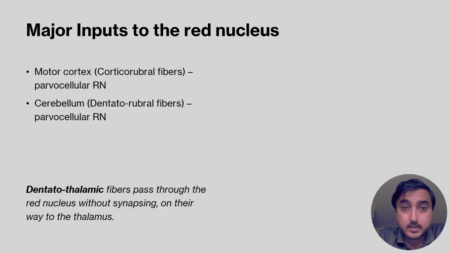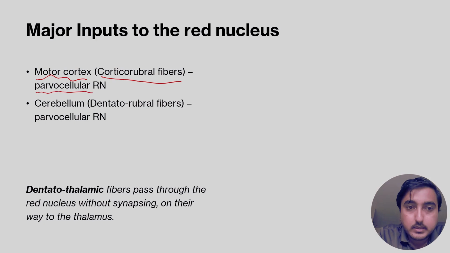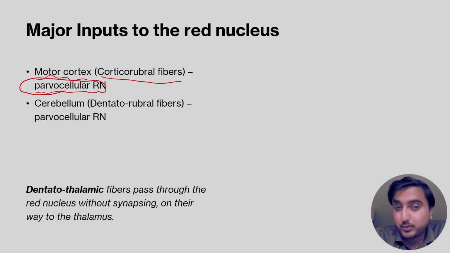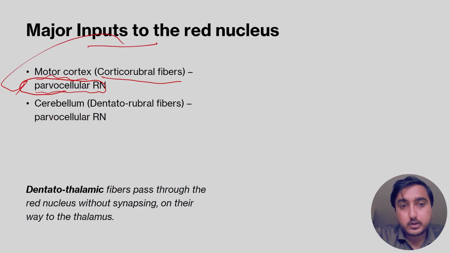Now let's talk about the major inputs to the red nucleus. So as I've listed here, the two clinically important inputs to the red nucleus are one from the motor cortex, which we call the corticorubral fibers. They come from the motor cortex and synapse in the parvocellular red nucleus. The red nucleus basically has two components. One is the magnocellular and the other is the parvocellular. So the inputs are coming to the parvocellular nucleus. So one is the corticorubral fibers and the other is the dentatothalamic fibers. So they are also coming to the parvocellular red nucleus from the cerebellum.